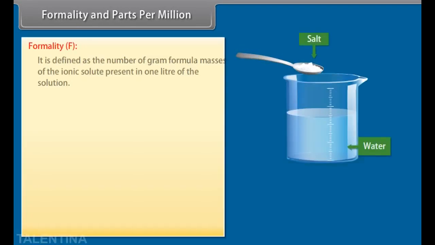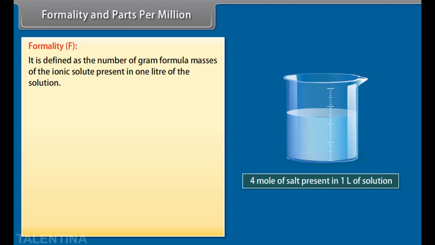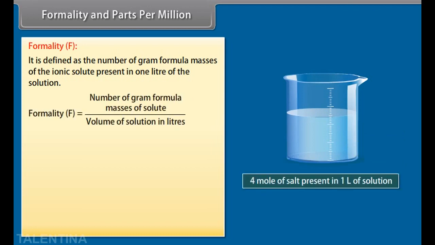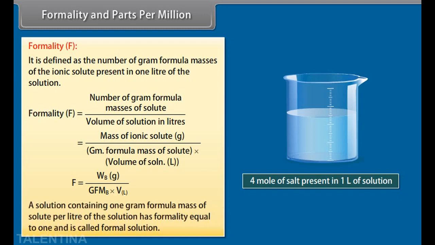Formality. It is defined as the number of gram formula masses of the ionic solute present in 1 liter of the solution. It is represented by F. Mathematically, formality F is equal to WB in grams divided by the product of the gram formula mass of B and the volume of solution in liters. A solution containing 1 gram formula mass of solute per liter of the solution has formality equal to 1 and is called a formal solution.